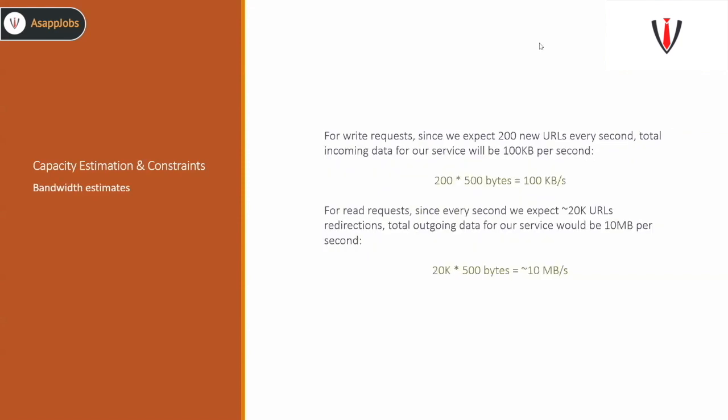So the next estimate is on bandwidth. What is the bandwidth requirement going to be like? What would be the network requirements you would need? Since we have 200 new URLs every second, the total incoming data for our service will, let's say, be 100 KB per second. So 200 into 500 bytes makes it 100 KB per second.